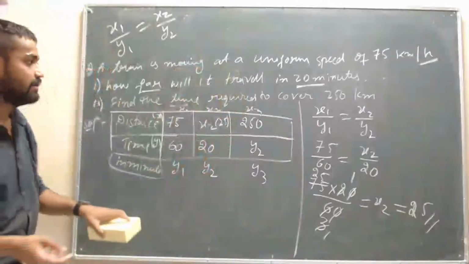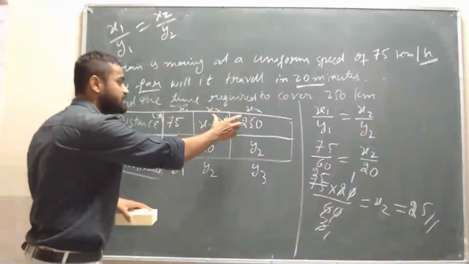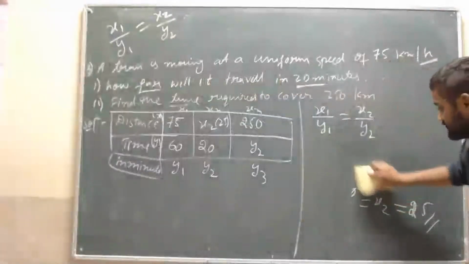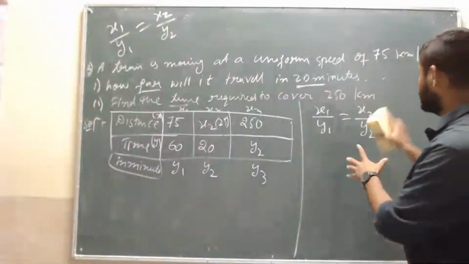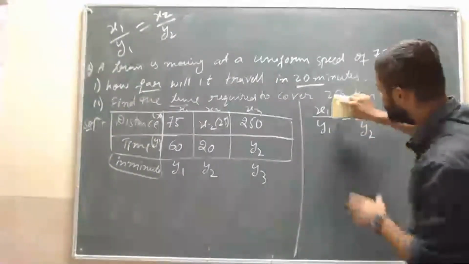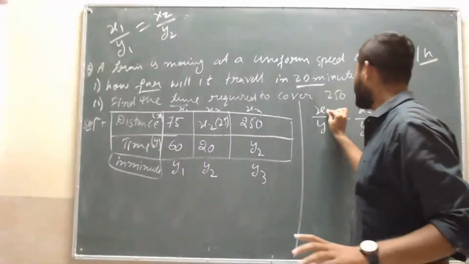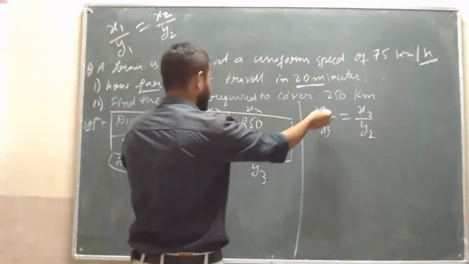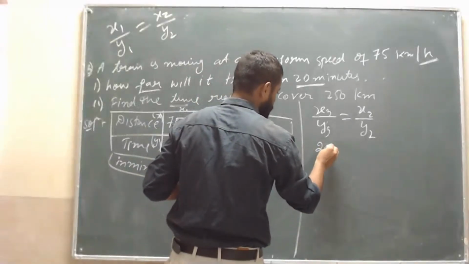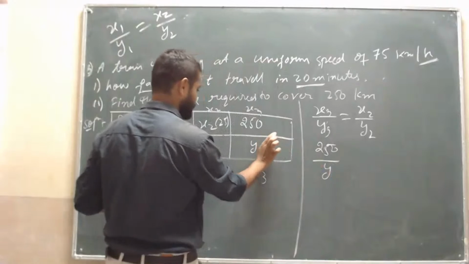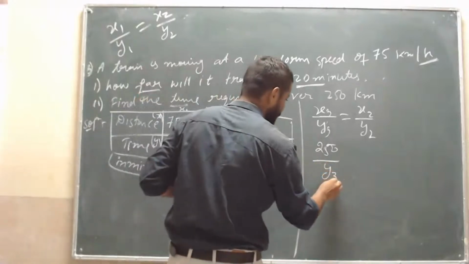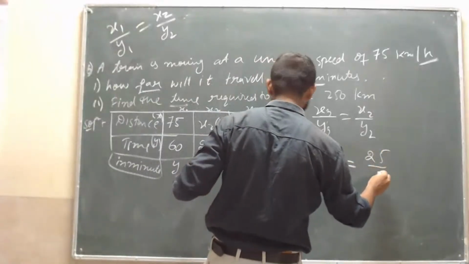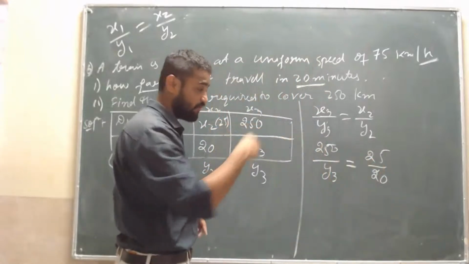Now I will take the second column as well as the third column. And the formula becomes what, students? Second as well as third. Second is here and this is the third. x3 by y3, vice versa. In the third column we know x3 is 250, and y3 we don't know. And y2, the x2 value is 25 and the y2 value is 20. Now find out the value of y3.